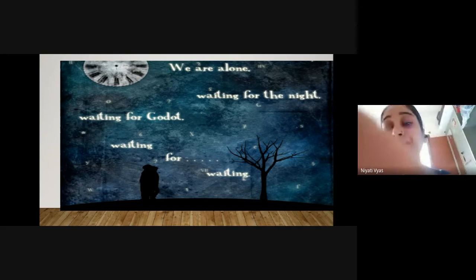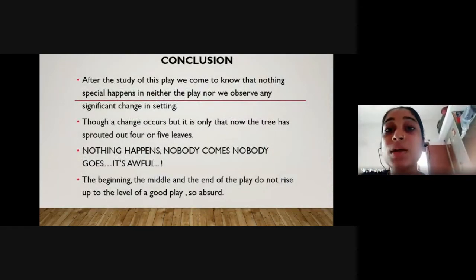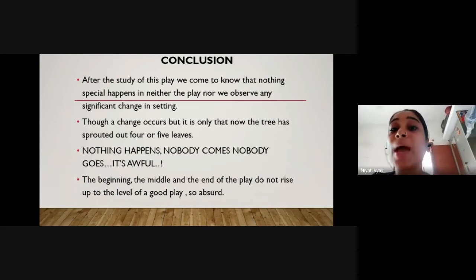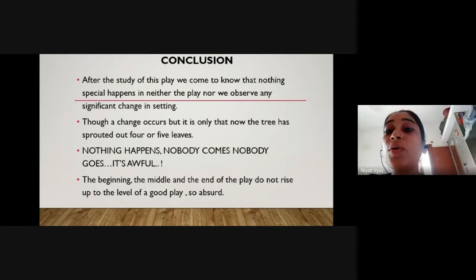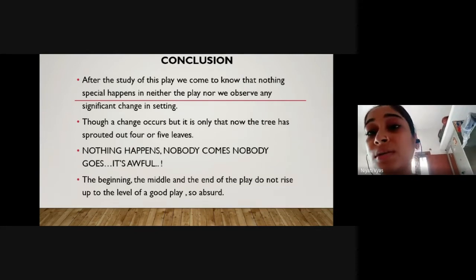Next slide. After the study of this play, we came to know that nothing special happens in the play, nor do we observe any significant changes in setting. A change does occur, but it is only that now the tree has sprouted four or five leaves. Nothing happens, nobody comes, nobody goes. It's awful. The beginning, the middle, and the end of the play do not rise to the level of a good play. So absurd.